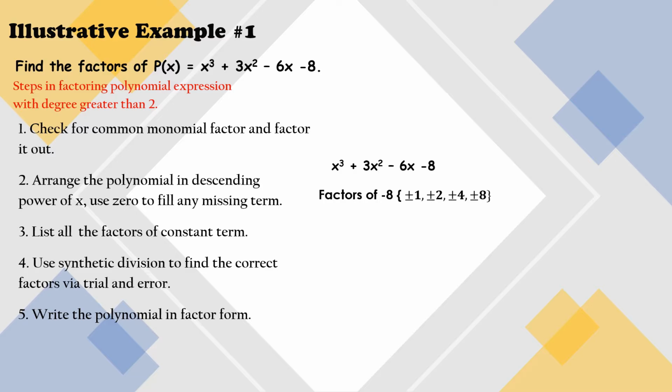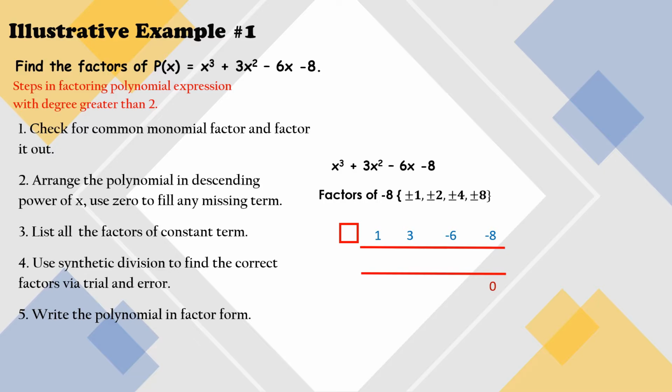Step 4, use synthetic division to find the correct factors via trial and error. We set up our synthetic division, and on the first row we write the numerical coefficients of our given polynomial: 1, 3, negative 6, negative 8. We perform the synthetic division and make sure that the last digit on the third row is 0. Because if the last digit on the third row is 0, then your P of c, which is your remainder, is 0, and the expression that you use in your synthetic division to divide your polynomial is a factor of that polynomial.